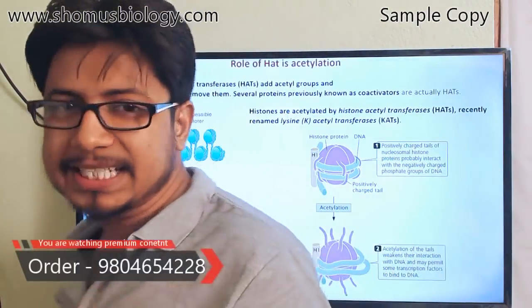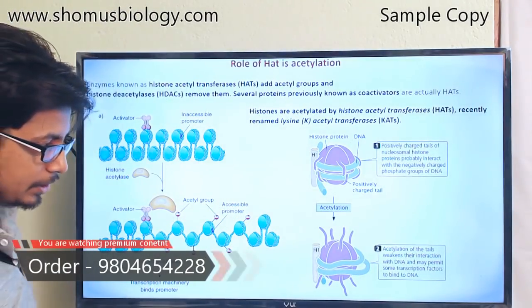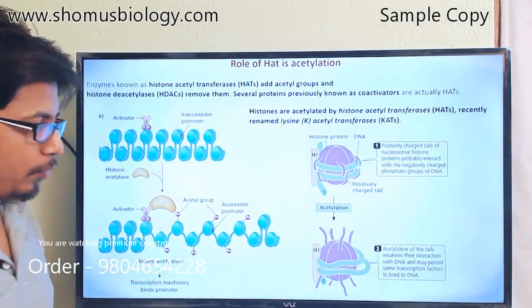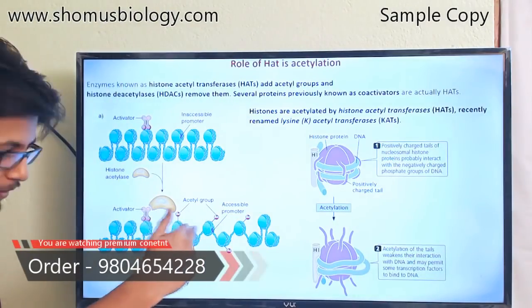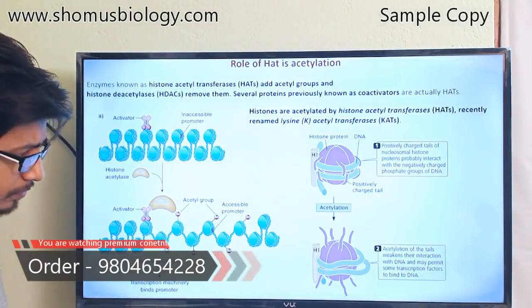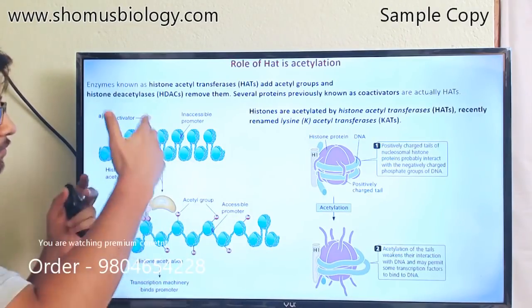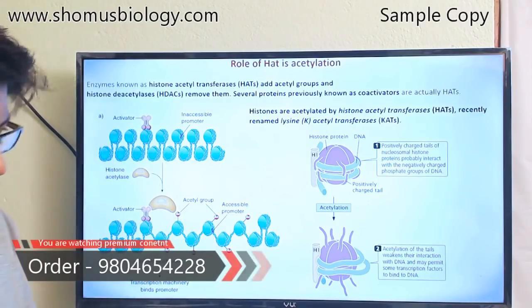So this is one example of nuclear remodeling and release of the DNA from the histone. Now the process can be reversed. How? If we cleave out the acetyl groups which were added, there will be a reversal of the impact. The DNA will be rewrapped onto the histones, and the process will be done.